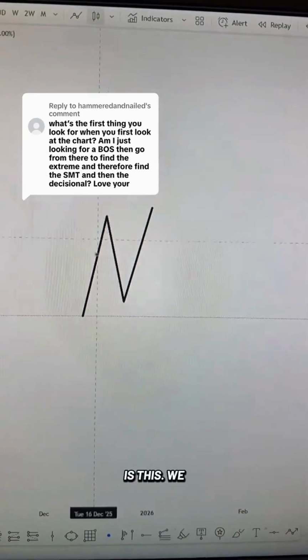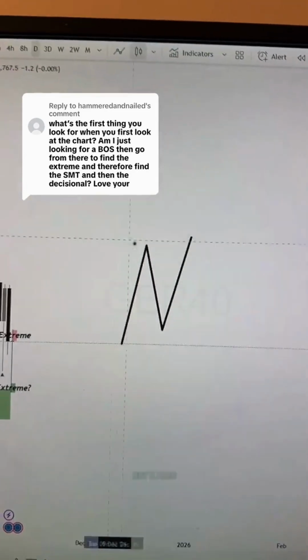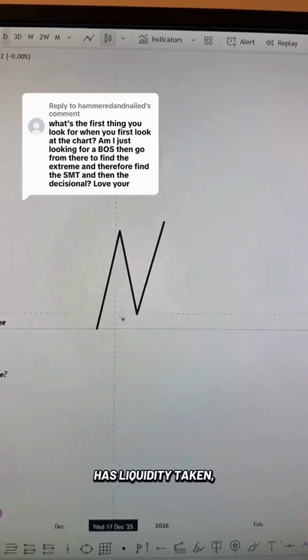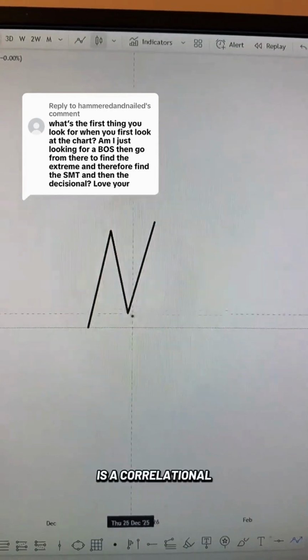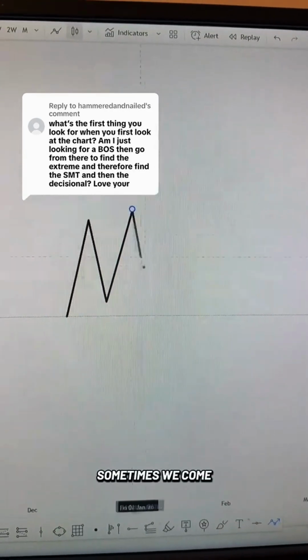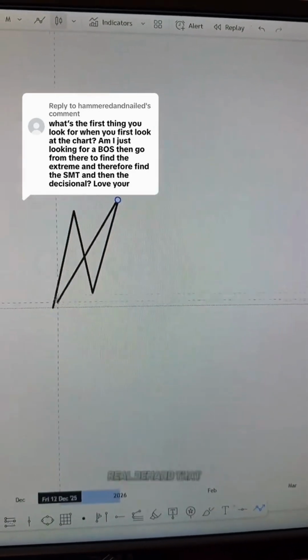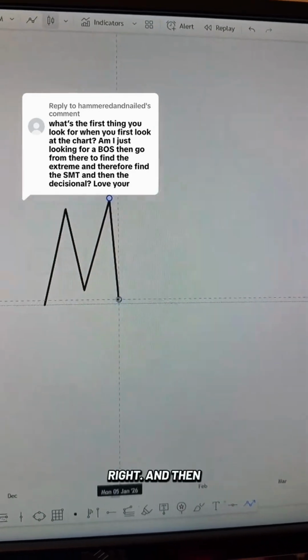The main push is this, then mitigation and expansion. Cycle is done. This now is not a main push from here to here, even though it has liquidity taken. This is a correlational main push to this because it's replicating this leg here. So after this, sometimes we come and take it out. Other times we come back down, take out the correlational one, tap into the real demand that caused the main push, right? And then we do another leg.